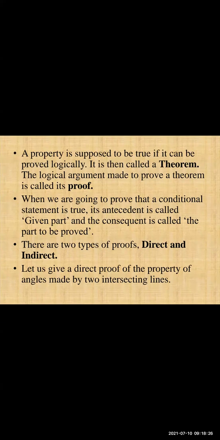Okay, if we proved it properly, then it is called a theorem. The logical argument made to prove a theorem is called its proof. Whatever we write below after the theorem, given to prove, and then we start to prove the theorem given to us, that logical argument is called proof. When we are going to prove that a conditional statement is true, its antecedent is called the given part and the consequent is the part to be proved.